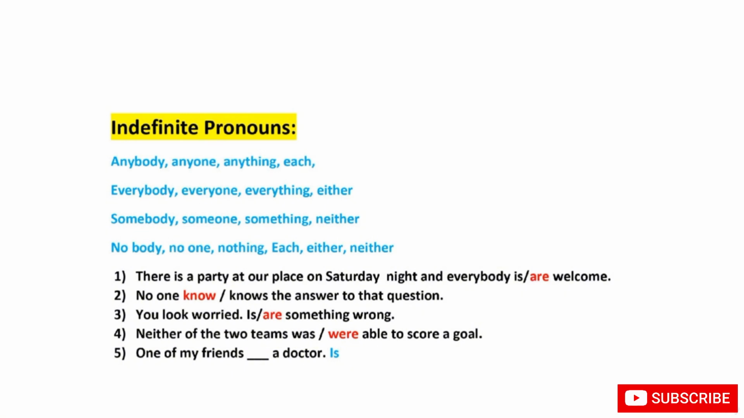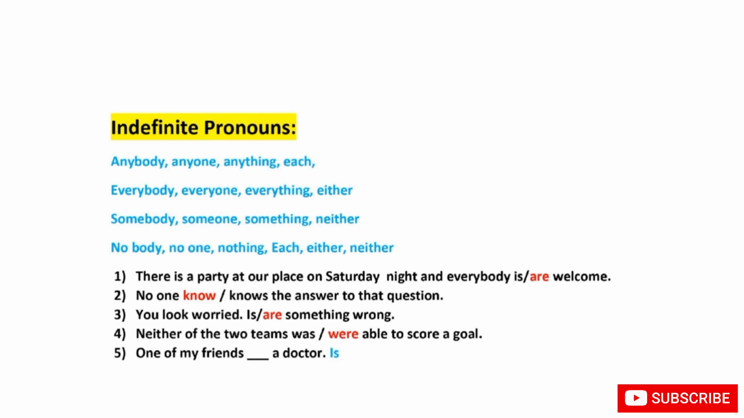Okay, on the screen, again, there are some sentences. And in each sentence, I would like you to choose the correct form. Take a moment and stop the video now. Think about your answers and then play the video and check. All right, let's look at the answers. In number 1, there's a party at our place on Saturday night and everybody is welcome. This is because the pronoun everybody is singular.